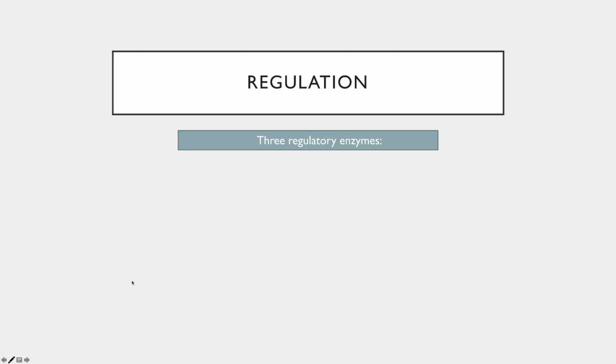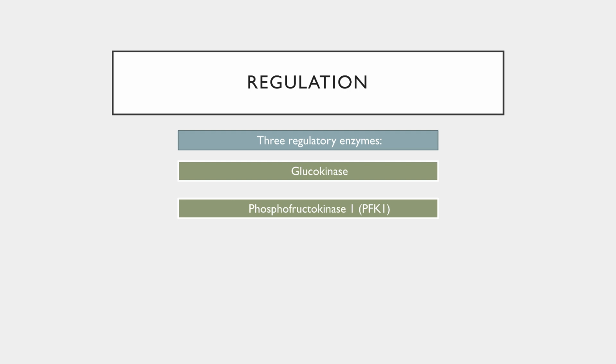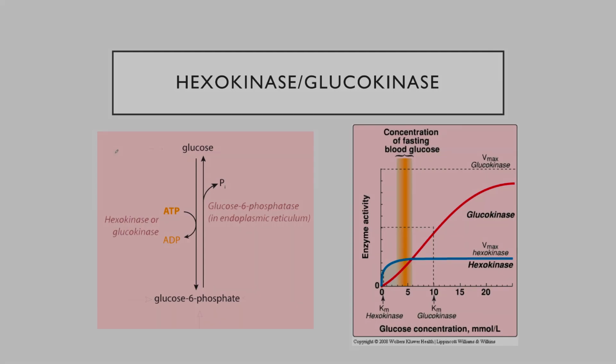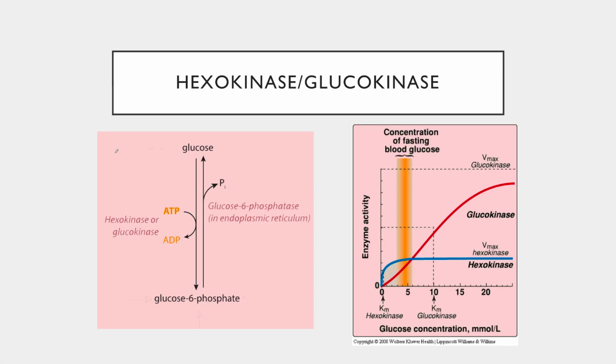So glycolysis has 3 regulatory enzymes, and these are also our irreversible steps when we talk about gluconeogenesis. Those enzymes are glucokinase or hexokinase, phosphofructokinase 1, and pyruvate kinase. So let's start with glucokinase or hexokinase. This kinase will trap glucose in the cell by phosphorylating it to glucose 6-phosphate.